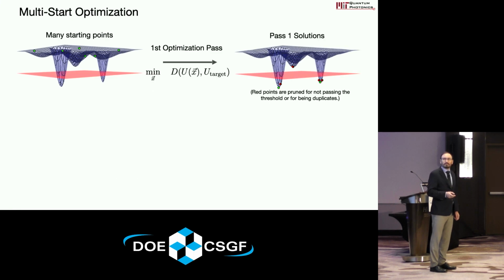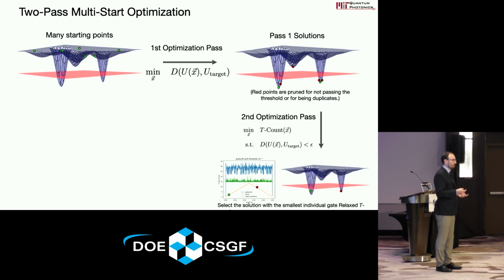So to put it all together, we do a first optimization pass where we use a bunch of random starting points just to find some solutions that minimize the distance between the implemented and target unitaries. We take those solutions, we give them to our second optimization pass, which is now trying to minimize the number of T-gates our circuit uses while still maintaining the distance threshold.